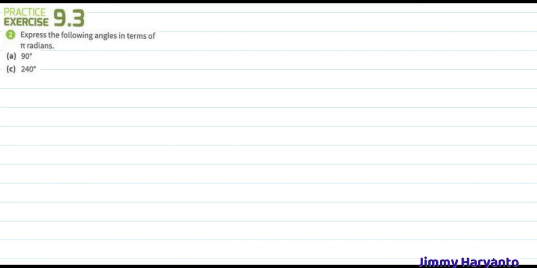Okay guys, this is the solution of your homework practice exercise 9.3 question 2. Express the following angles in terms of pi radians. So 180 degrees equals pi. We'll do A first. 180 degrees equals pi. This is the conversion. And then below you will write down the question. The question is 90 degrees.